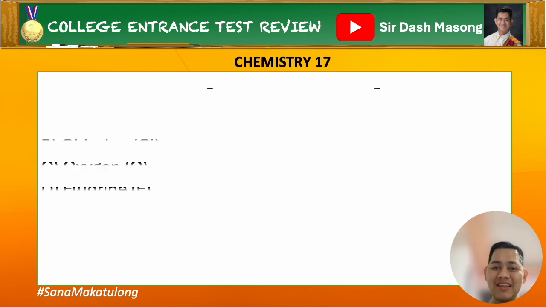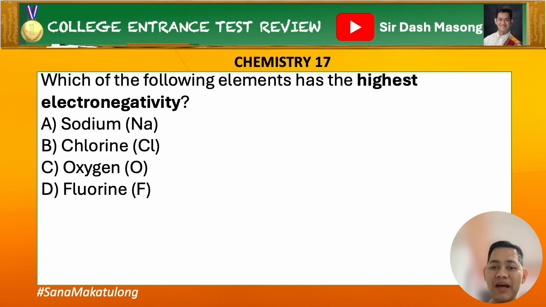Chemistry 17. Which of the following elements has the highest electronegativity? A. Sodium, B. Chlorine, C. Oxygen, or D. Fluorine?